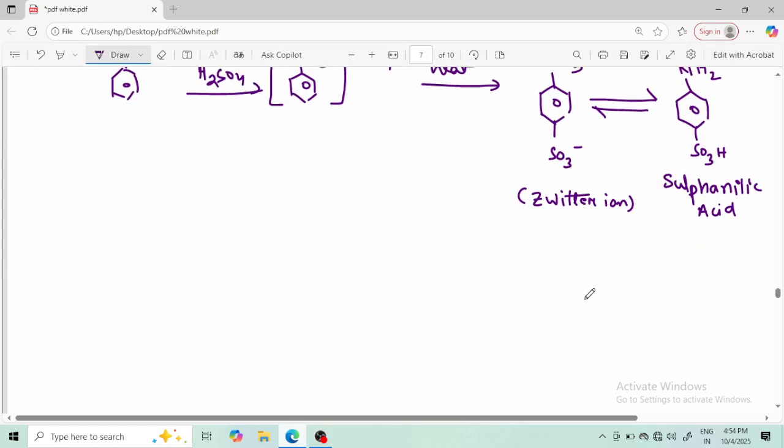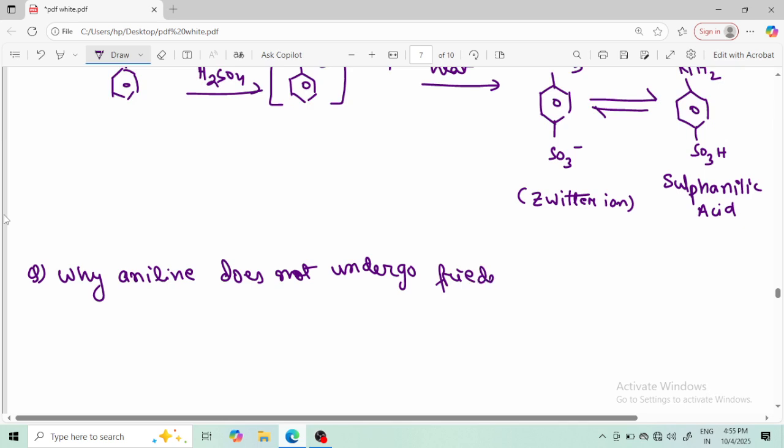Now here two homework questions for you. One homework question is why aniline does not undergo Friedel-Crafts reaction. It's in your all-in-one book, you can directly copy paste it. Okay. Next thing is, next question.